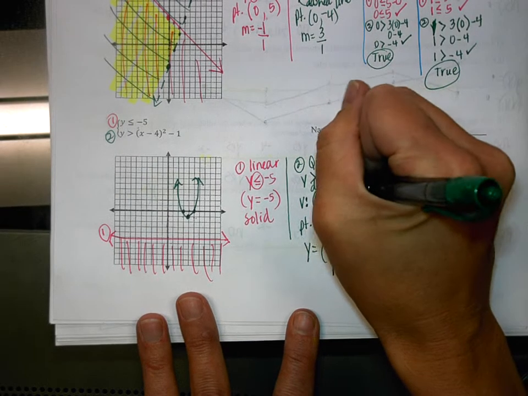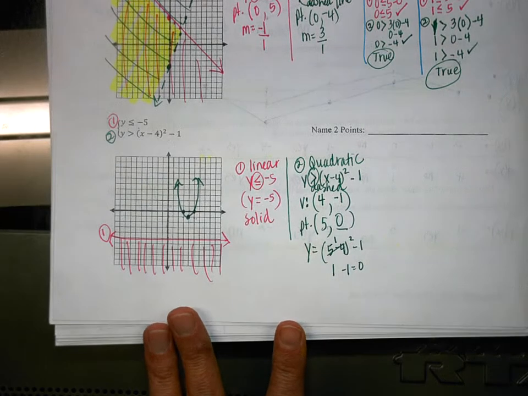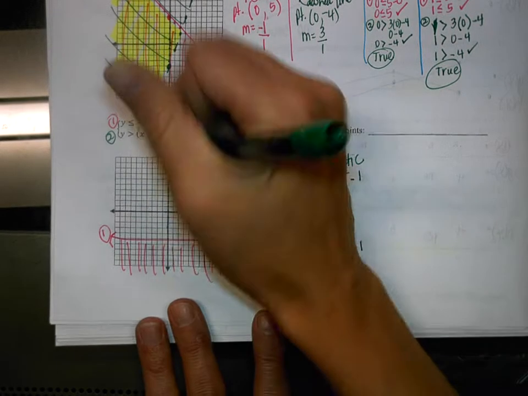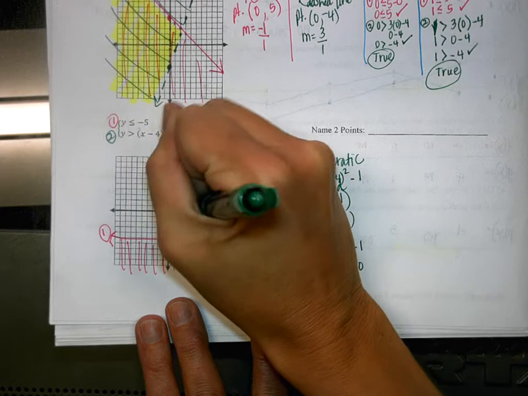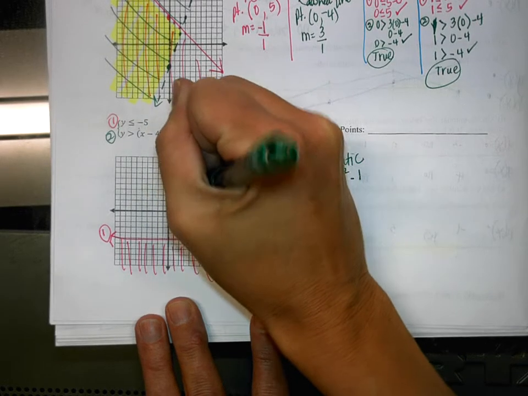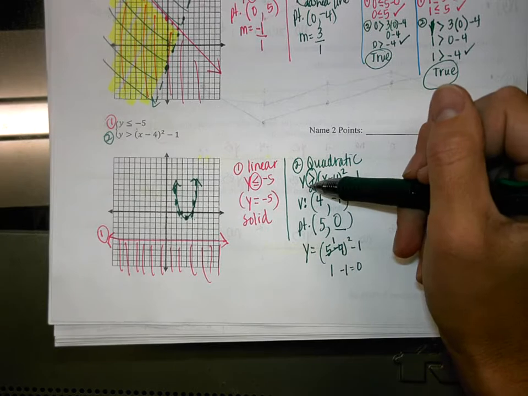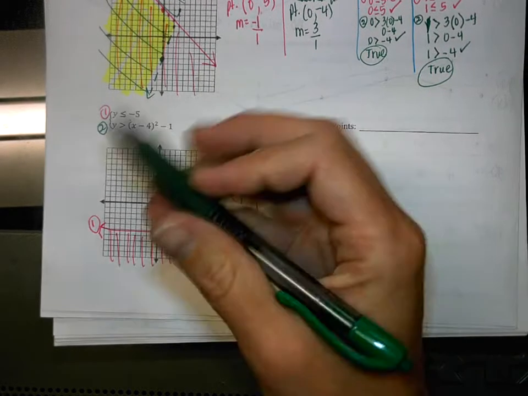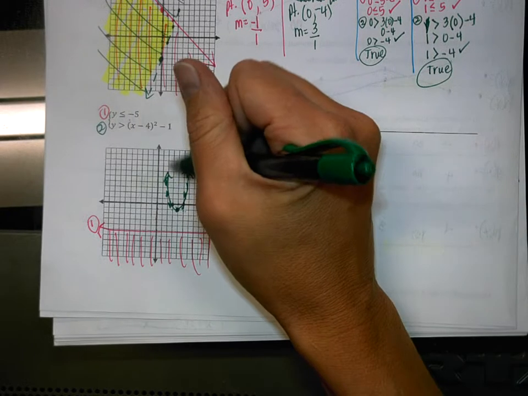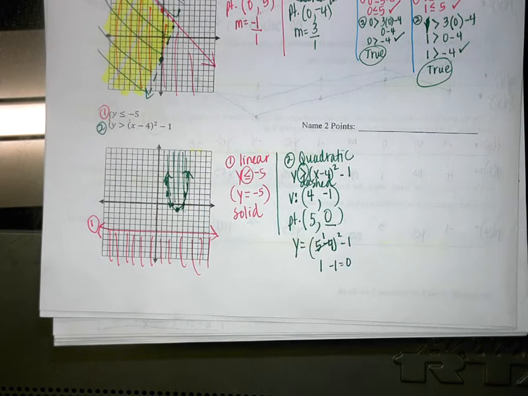One thing I forgot to mark here is that this should be a dashed line. Why is it a dashed line? Because it doesn't have an equal to sign. So I'm going to go back and make this look like a dashed line. This was saying greater than. When you're dealing with greater than for this graph, greater than is going to be inside here, where less than would be the outside portion.